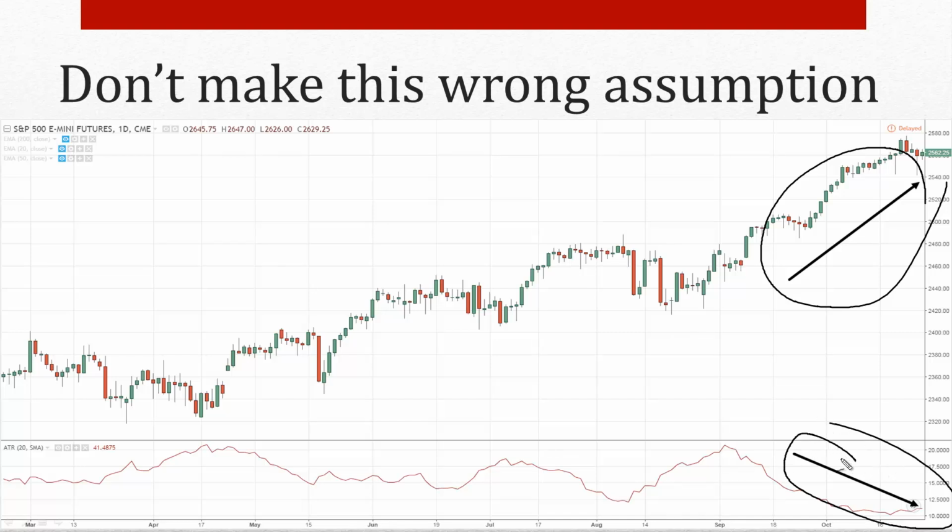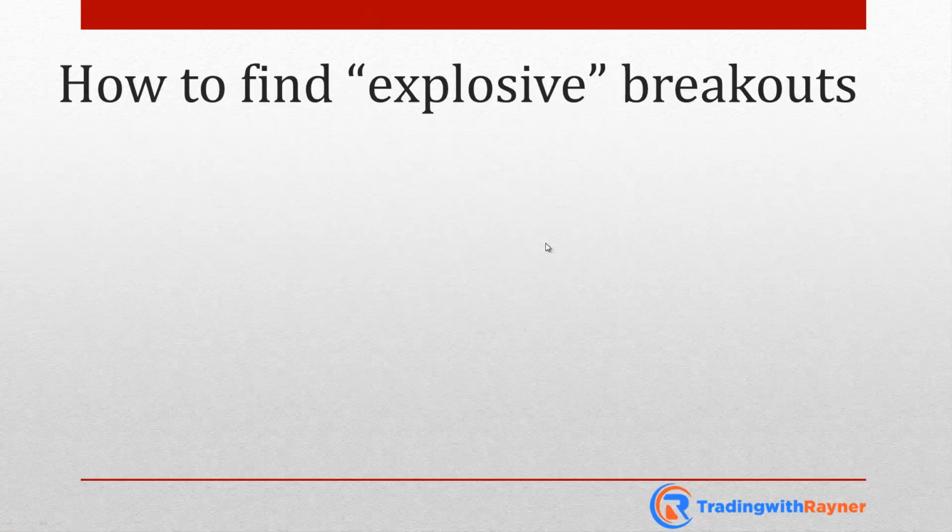Because as I've said, the ATR indicator measures volatility in the market. It looks at the range of the candles. So over here, you can see that the range of the candles is getting smaller. That's why the ATR indicator values here are decreasing. So moving on, how do you actually find explosive breakout trades before they happen?